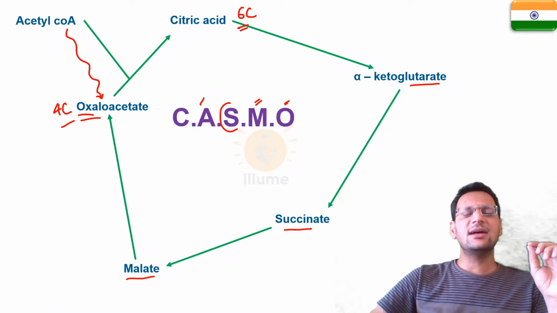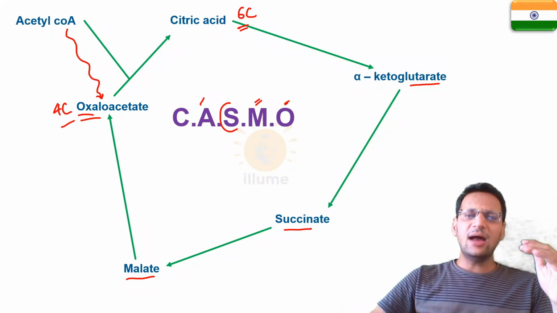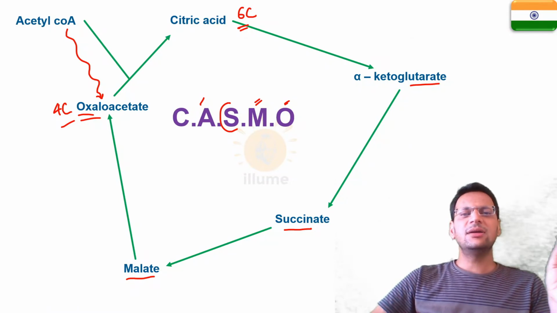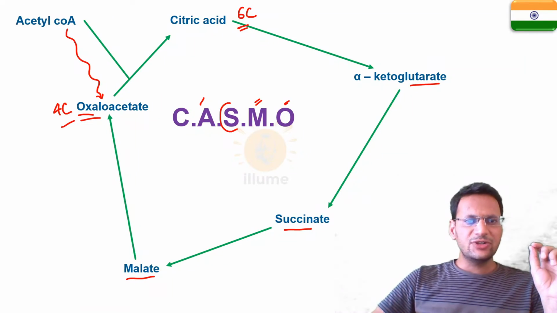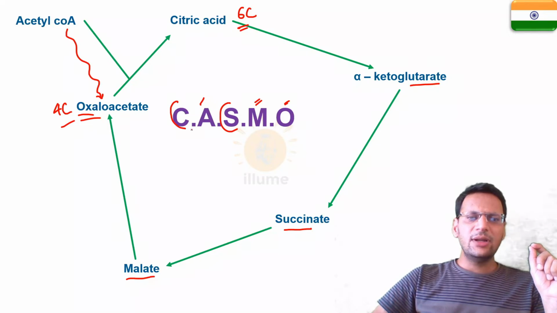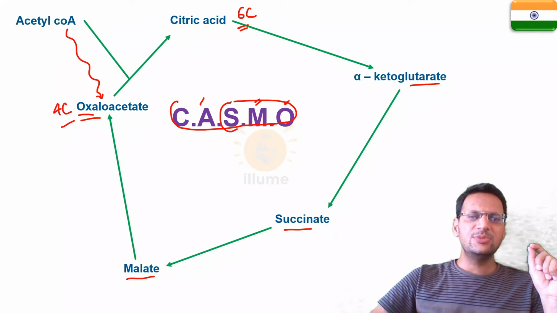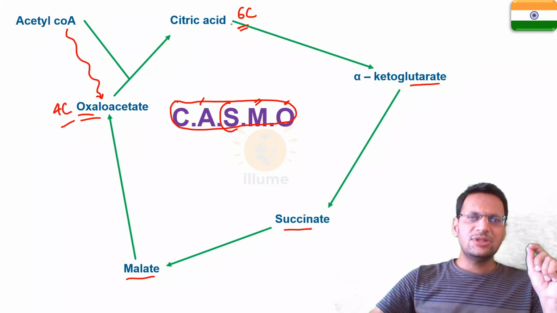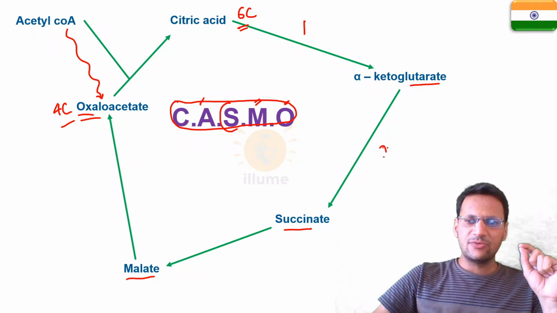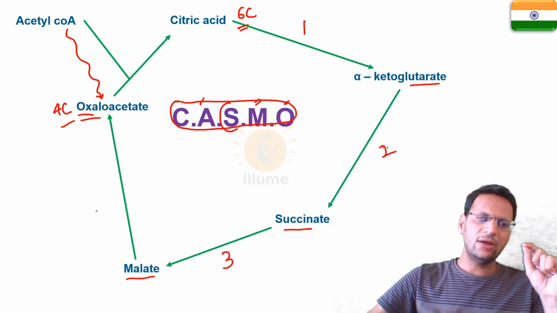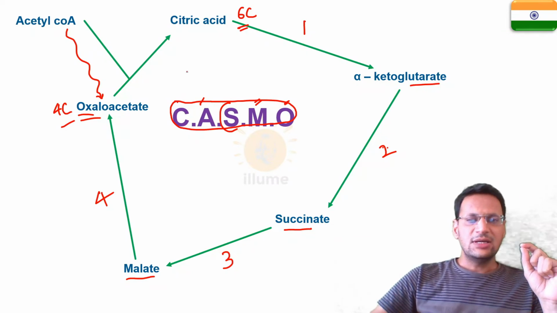This is the basic cycle that you should remember. There are other intermediates also, but in case you remember this much also, then that is sufficient. So you have to remember this word Kesmo to remember the Krebs cycle. Now listen to this carefully. Now these are the basic steps: first, second, third and fourth step.